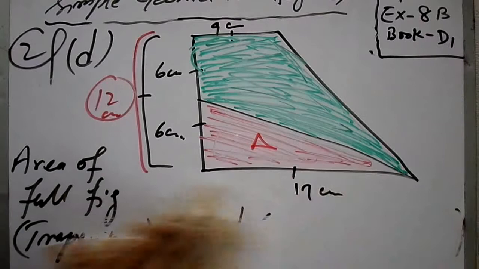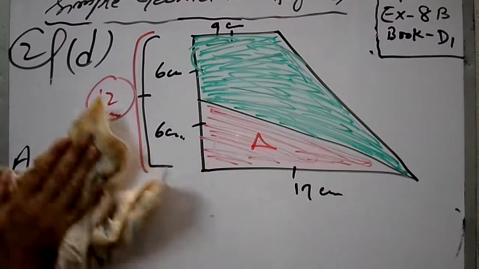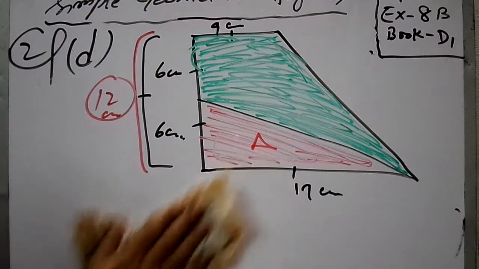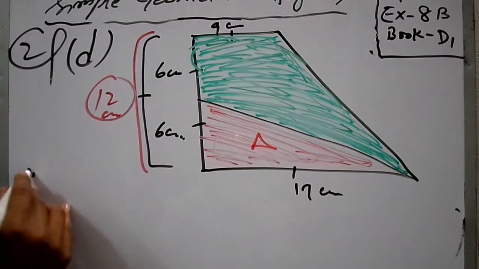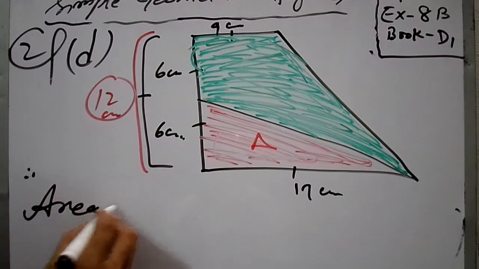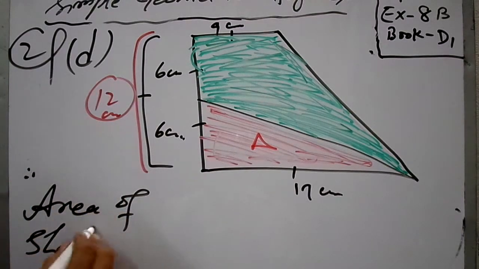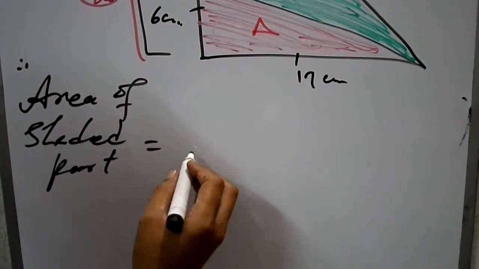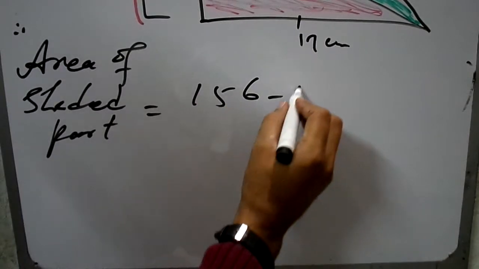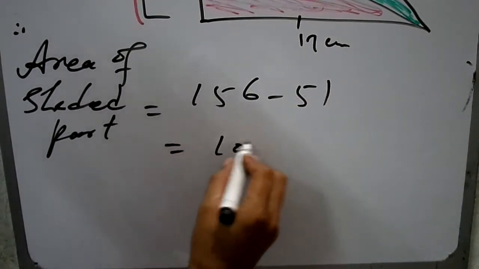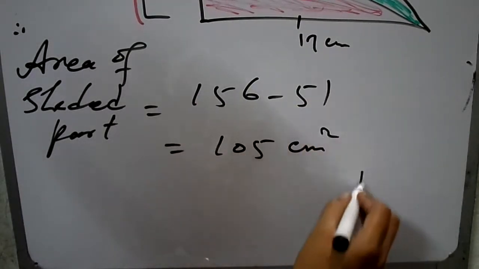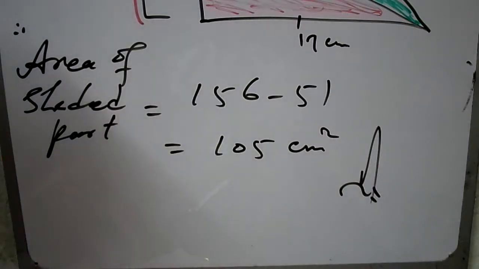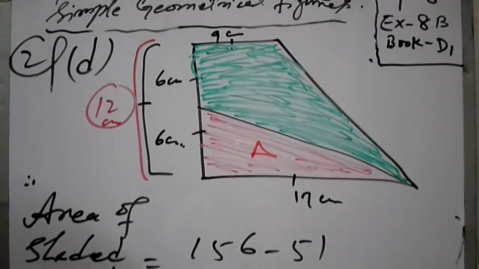Therefore, the area of the shaded part is equal to 156 minus 51, so you will get 105 centimeters square. So that is your result. Now coming to the next question, that is question number 3.